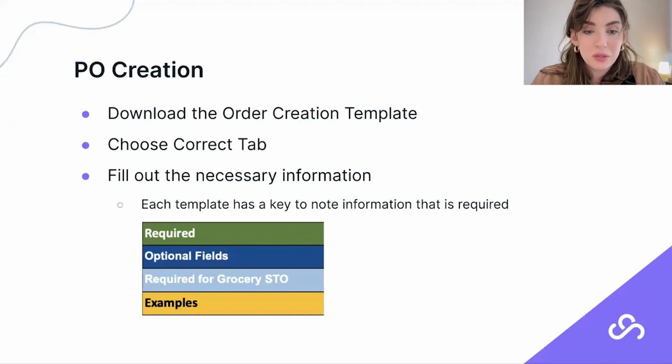One, so it populates correctly. Two, so your PO goes through correctly. And three, so you're not running into any issues that would cause a delay, cause you to get a deduction or an OTIF fine or a SQEP fine. Those are the reasons why this is key to fill out correctly.